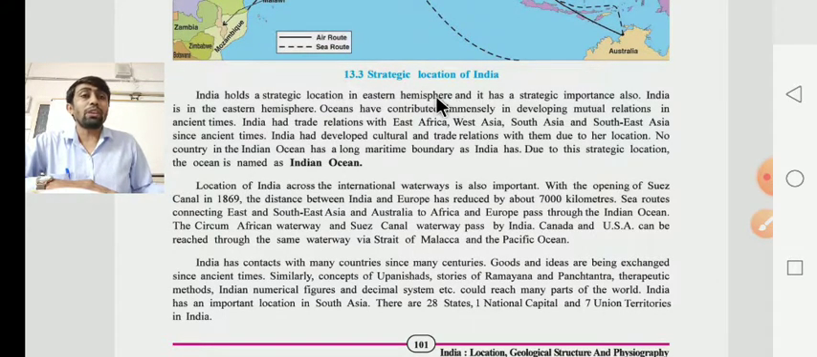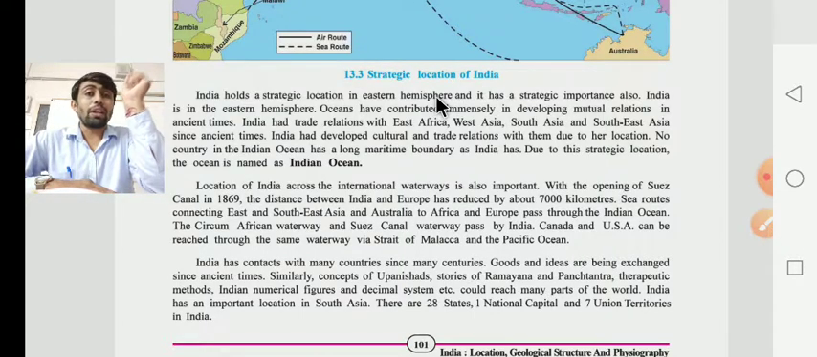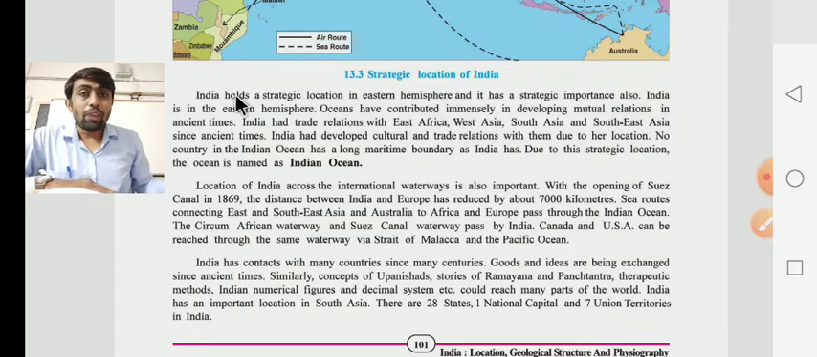We know very well what the meaning of hemisphere is. Hemisphere means any globe divided into two parts. That is known as a hemisphere. One is the southern hemisphere and one is the eastern hemisphere. In the same way, India holds a strategic location in the eastern hemisphere, and it is strategically important also. India is in the eastern hemisphere.